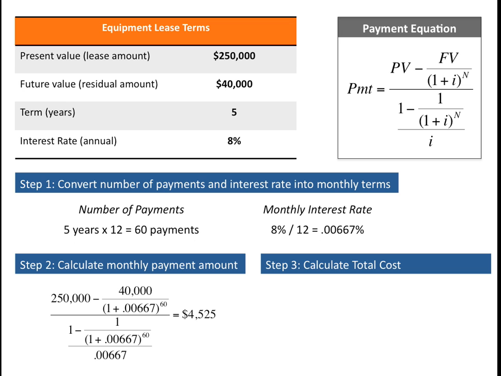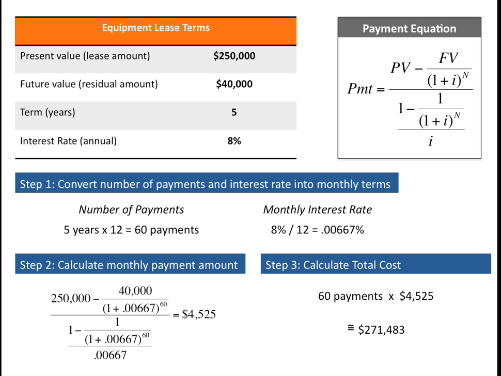Now the last step here is to calculate the total cost that Scott will incur by leasing the equipment. Remember that if he were to purchase it, it will cost him $270,000 over 5 years. So if we take the 60 payments, we multiply that by the $4,525 as the monthly payment amount, we arrive at $271,483. So it's actually just a bit more expensive for Scott to lease the equipment than it is to buy.